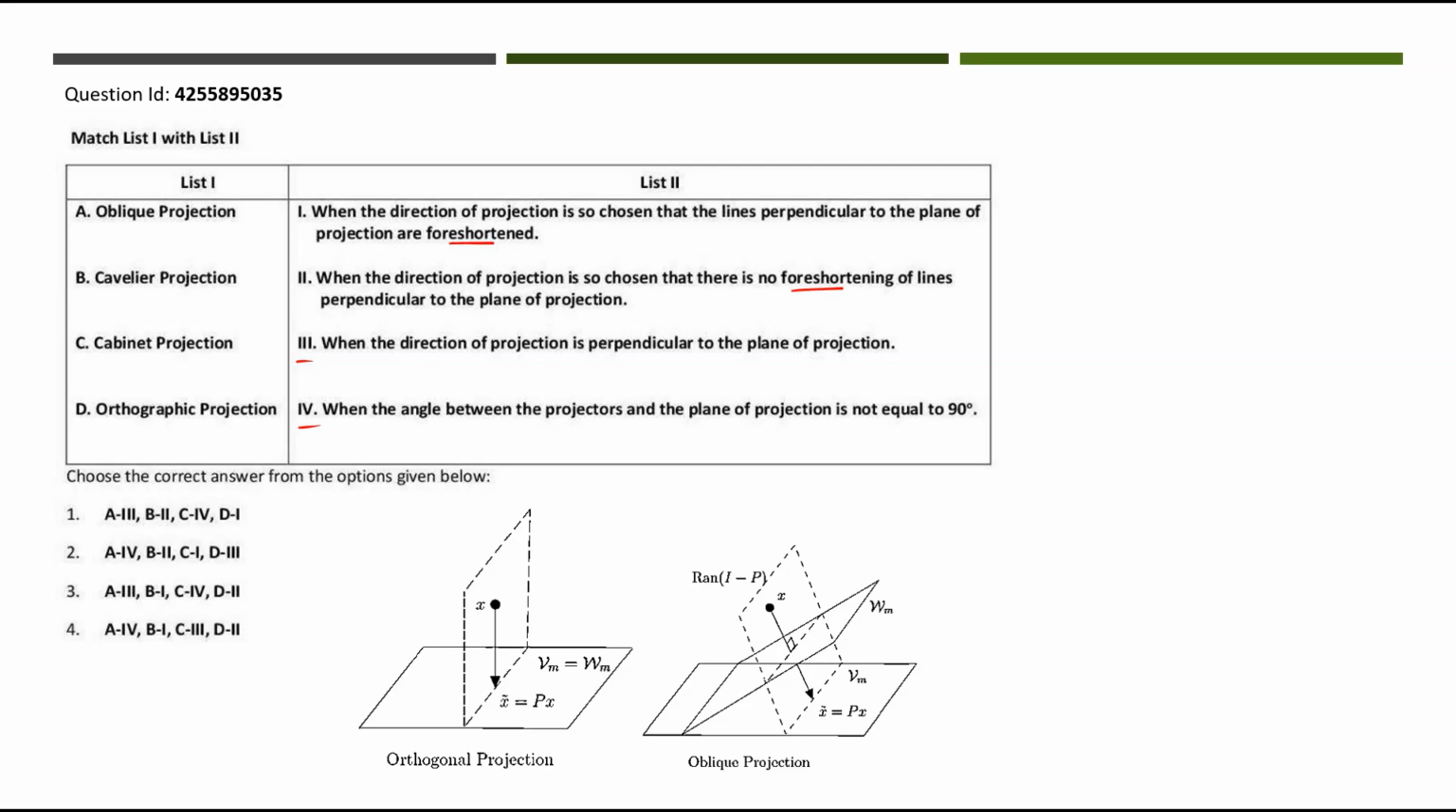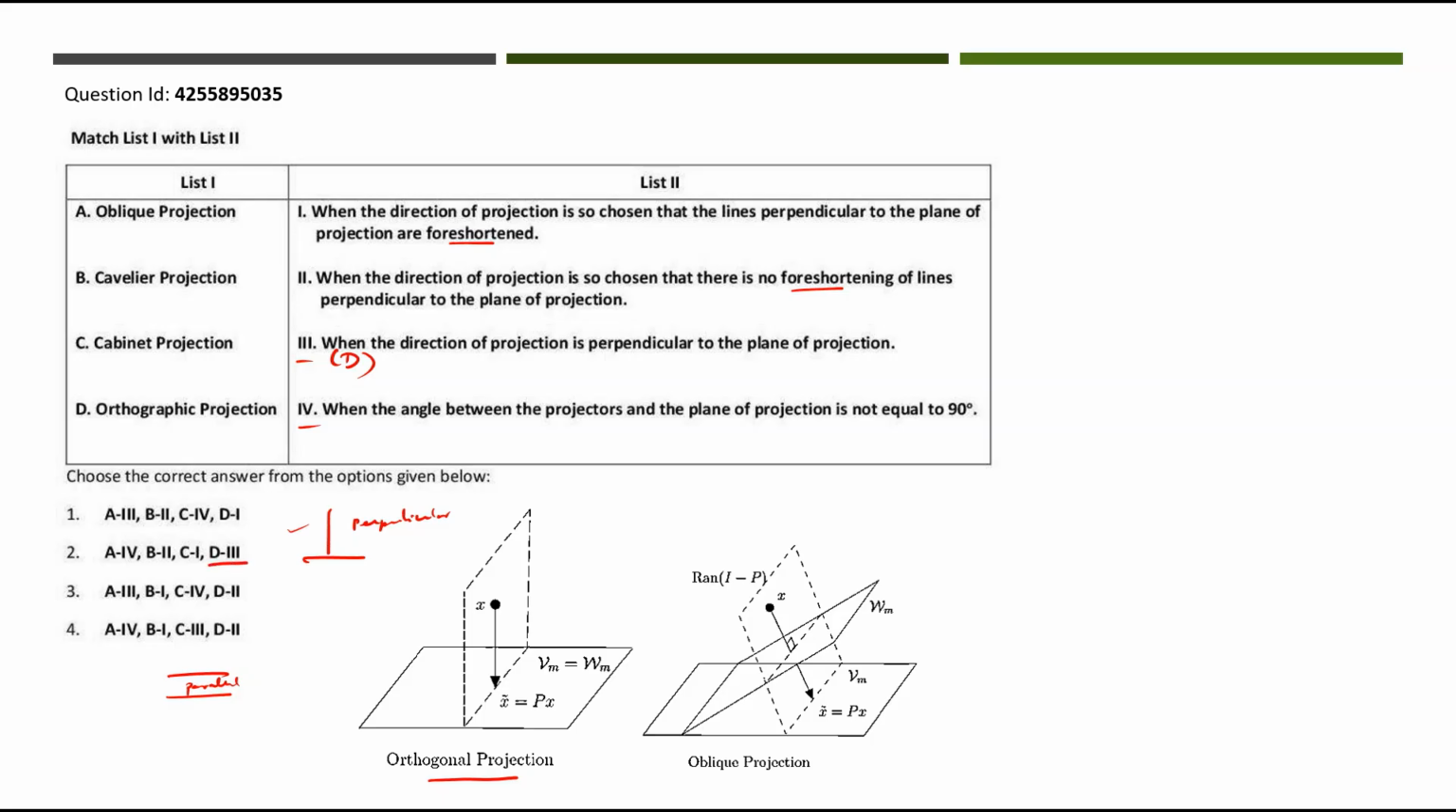When the direction of projection is perpendicular to the plane of projection. Perpendicular means it will be in this form. Parallel means it will be in this form. So perpendicular means at 90-degree angle you can take. So which projection is in perpendicular form? Orthogonal. That is, orthographic projection is in perpendicular form. So D will be mapping to 3. D3 is available only in one option.